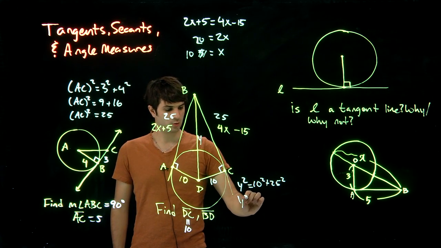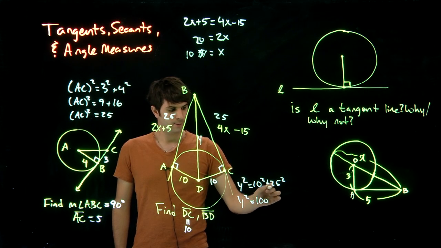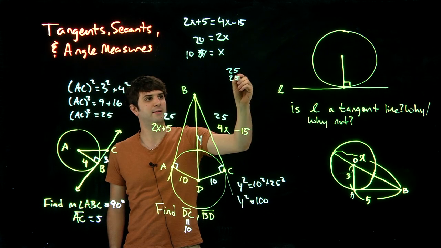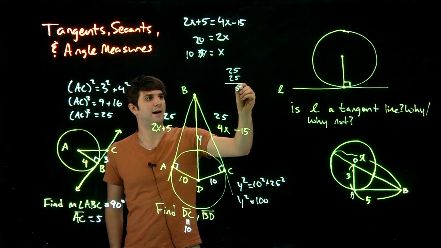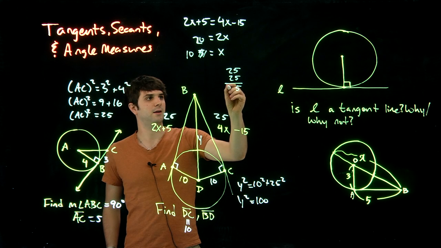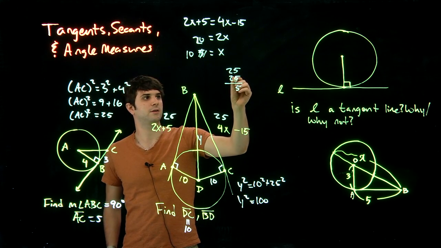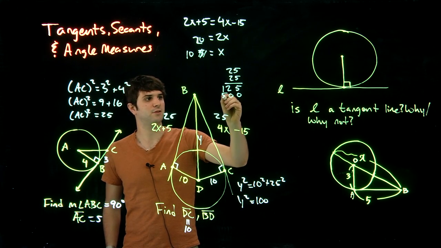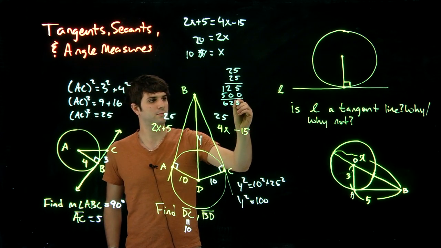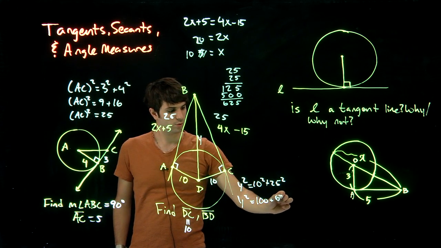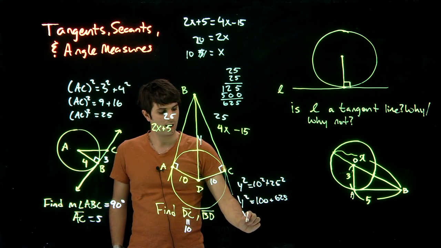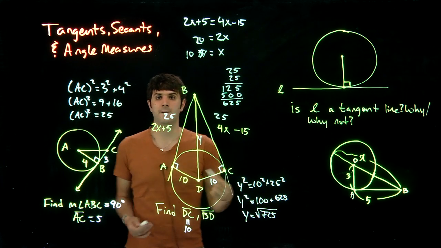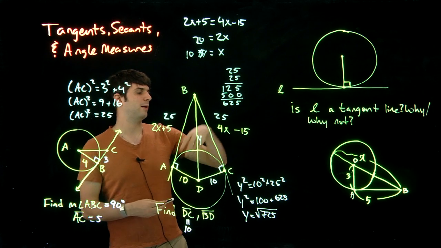Y squared equals 100 plus, if you don't know 25 squared, that's okay. You just do 25 times 25. 5 times 5 is 25, carry the 2, and you get 625. Plus 100 is 725. So y is going to equal root 725.